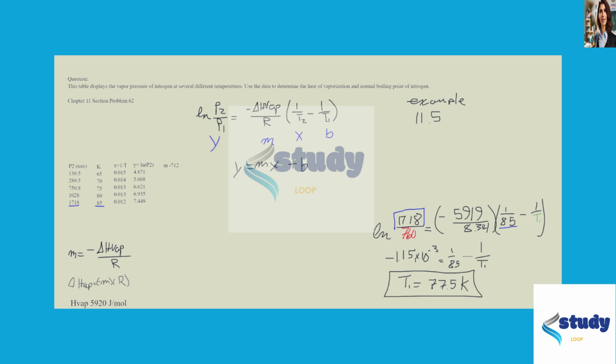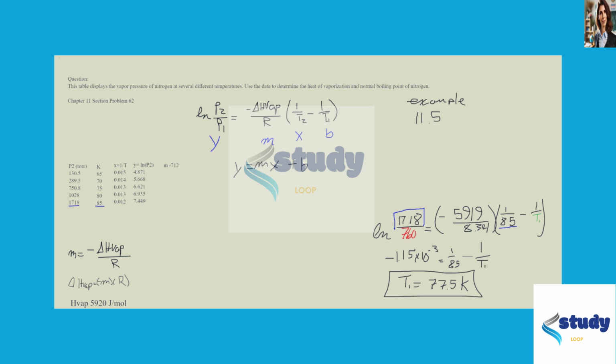But we can use the slope of this graph that we make by plotting this data to calculate a delta H vap of 5920 joules per mole. Again, take the slope that it gives you, which is 712 if you plot this in Excel, and the negative of that slope times R, which is 8.314 joules per mole per Kelvin, is going to be equal to 5920.